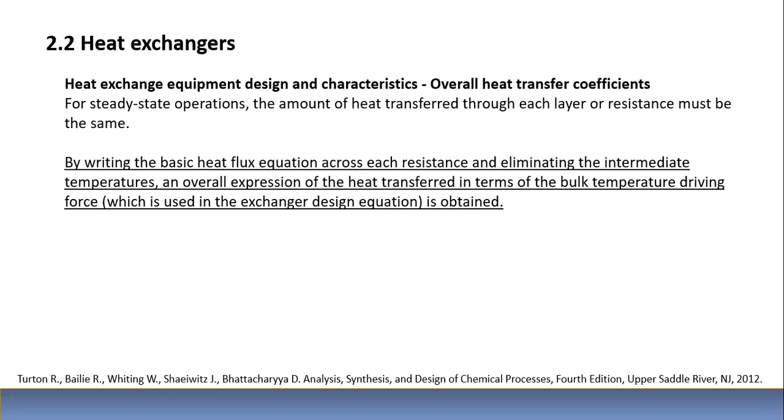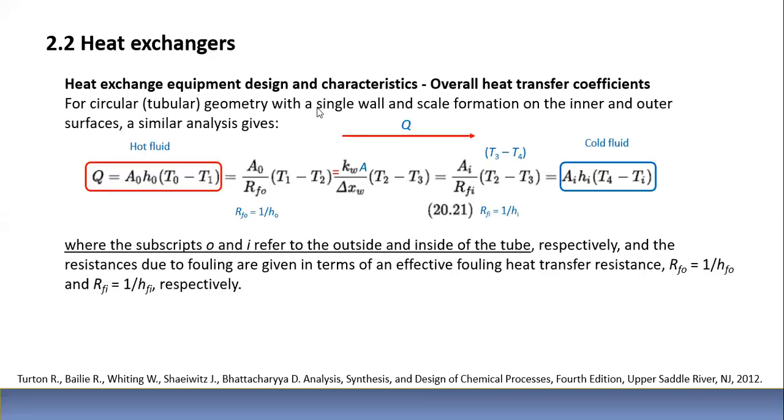For steady state operations, the amount of heat transfer through each layer of resistance must be the same. By writing the basic heat flux equation across each resistance and eliminating the intermediate temperatures, an overall expression for the heat transfer in terms of the bulk temperature driving force, which is used in the exchange design equation, is obtained. So here we see for circular tube geometry with a single wall and a scale formation on the inner and outer surfaces. Similar analysis gives.